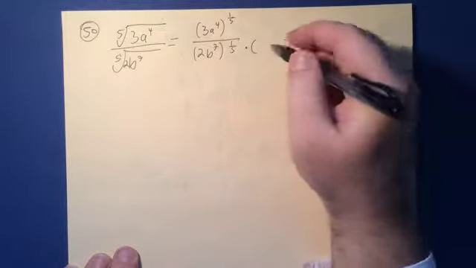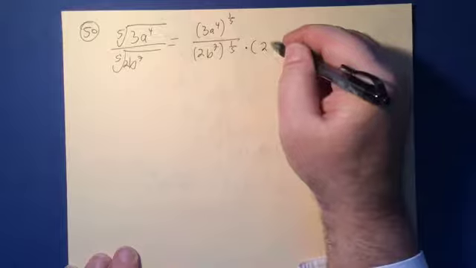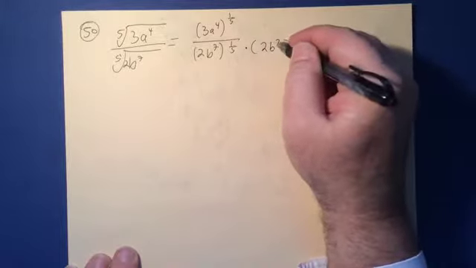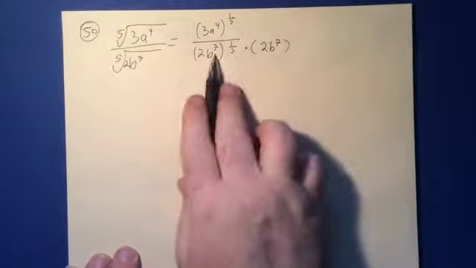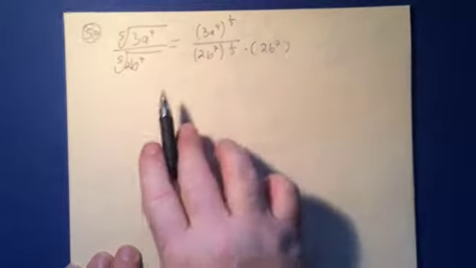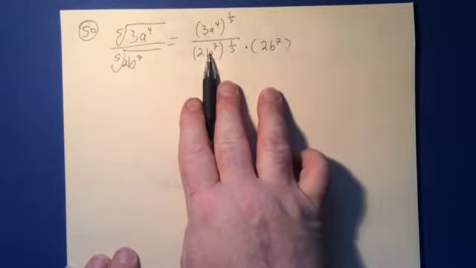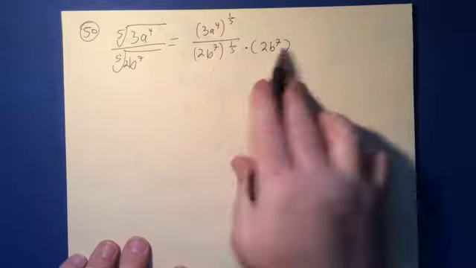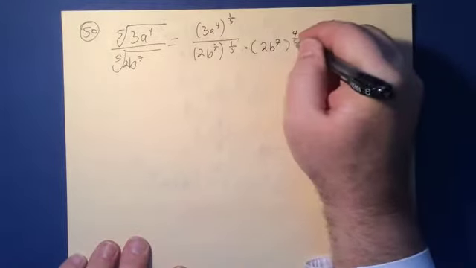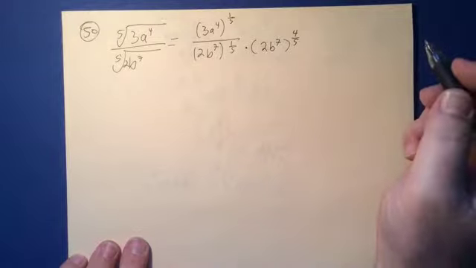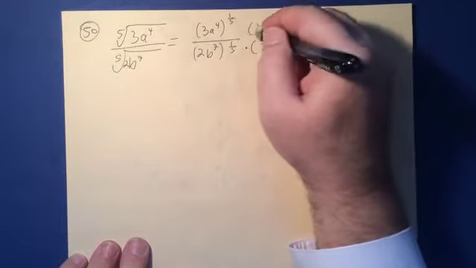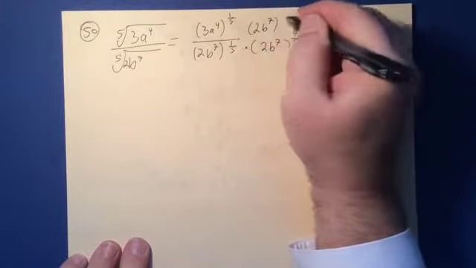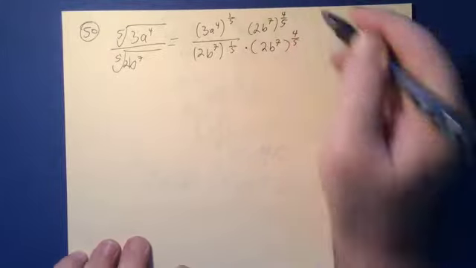Well, if this is 1 over 5, I need to multiply the top and bottom by 2b to the seventh. Now, there will be some cleaning up that's going to need to be done here, but I don't recommend trying to simplify this first. So this will be 2b to the seventh to the 4/5. So I'm going to multiply the top by 2b to the seventh to the 4/5.